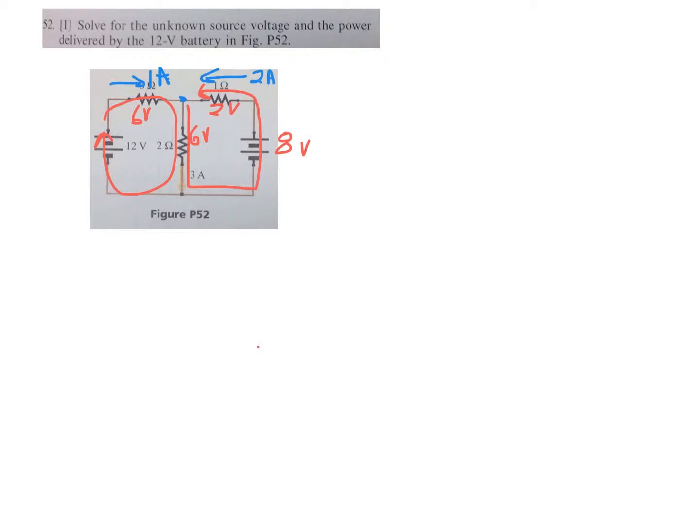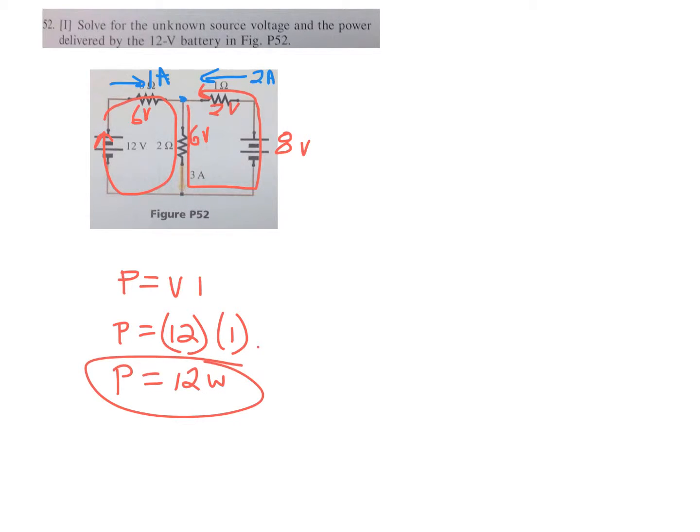We're looking for the unknown voltage source and the power delivered by the 12-volt battery. Well, that's pretty easy. For a battery, you have to use P equals VI. Can't use I squared R because we don't have a resistance in an ideal battery. Well, even if it is an ideal battery or not, you still calculate the overall power delivered by P equals VI, not P equals I squared R. So it's just simply 12 times 1 amp. Power is 12 watts. The other battery is supplying 16 watts. 8 times 2 is 16.